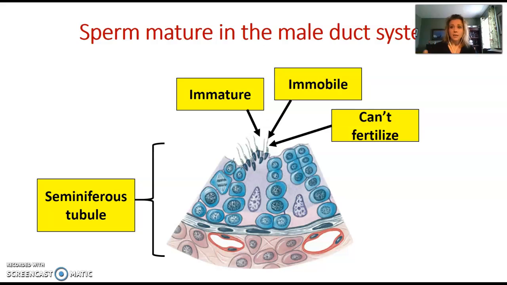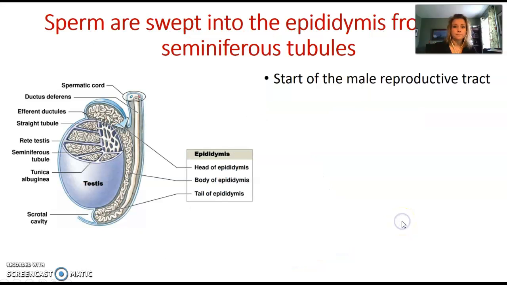So they have to get pushed through all of these tubes to get to the bottom of the epididymis and the beginning portion of the vas deferens in order to mature more before they can be ejaculated and move on to the female reproductive system to perform fertilization.